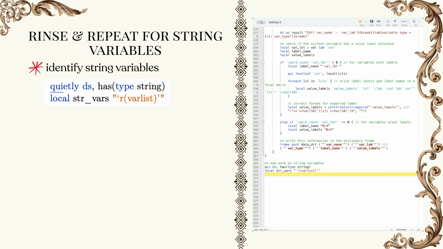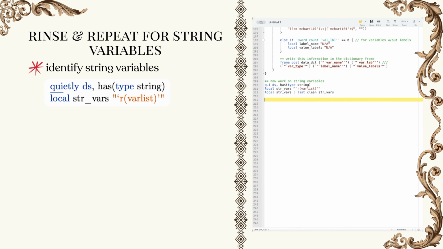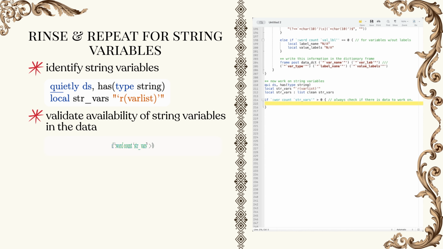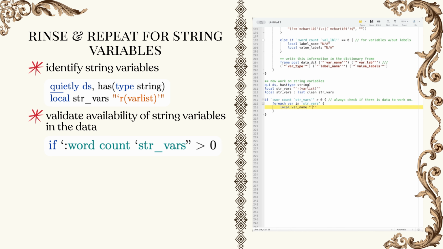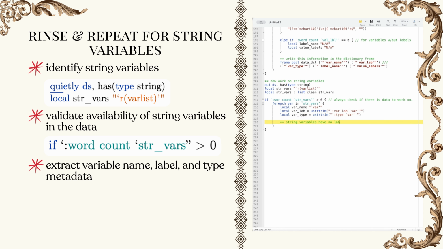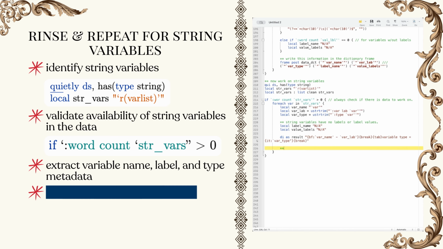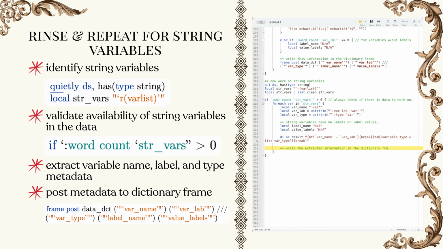We identify string variables using the ds command and store them in the str_vars local macro. We begin the loop by evaluating if any string variables have been captured from the data using the word count macro function. Then we proceed to extracting the variable name, label, and storage type. Since strings don't have value labels in the same way as factor variables, we simply set the label fields to NA and post the extracted metadata to the same data_dct frame.